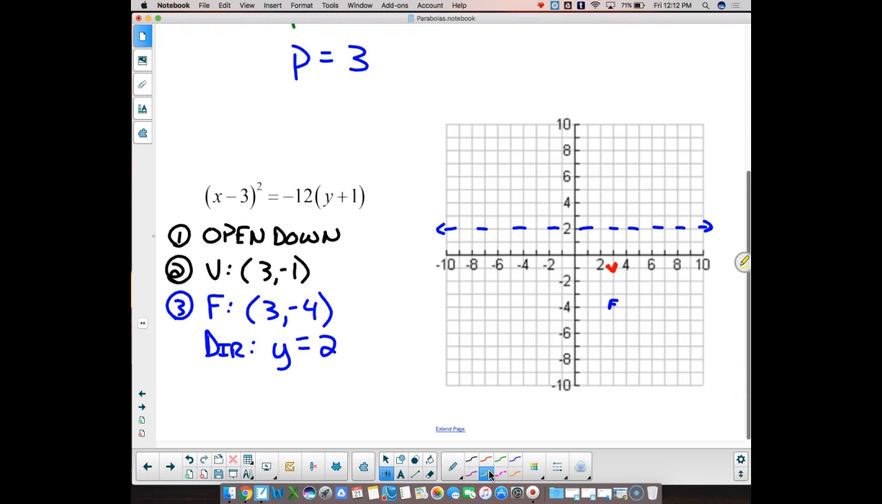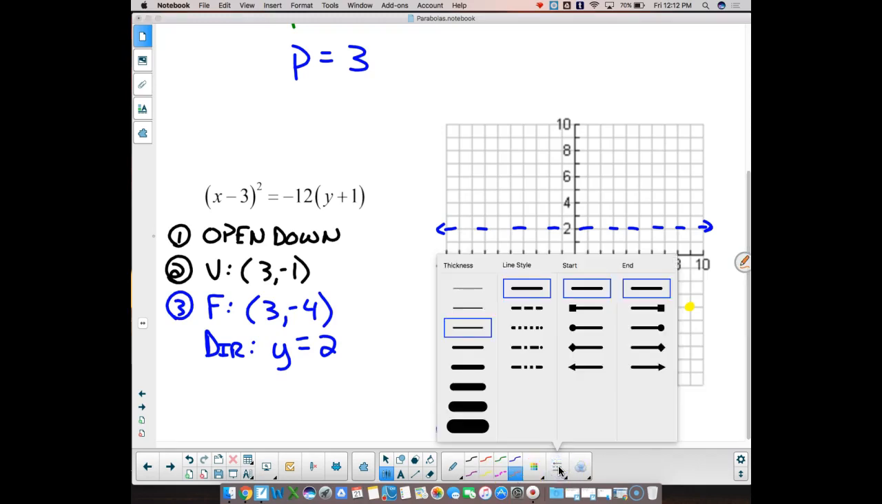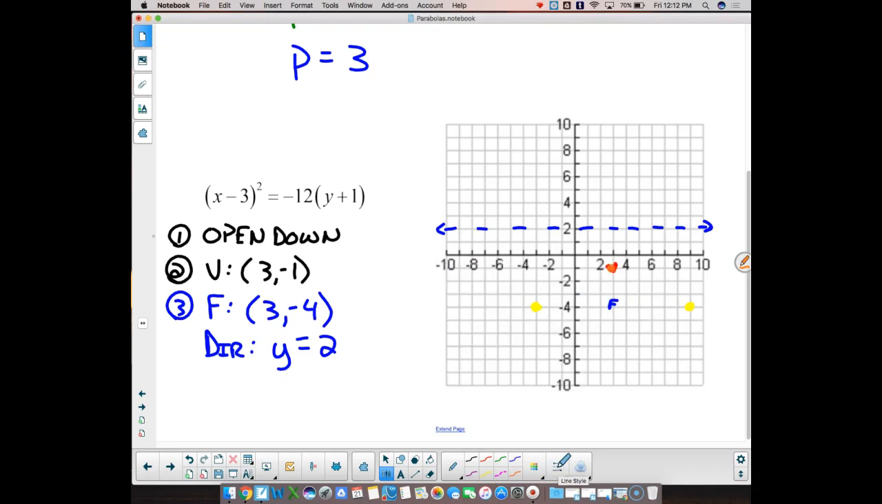One, 2, 3, 4, 5, 6. So my parabola goes through those 2 points. Which now allows me to draw in my parabola. So this whole distance here was 12.